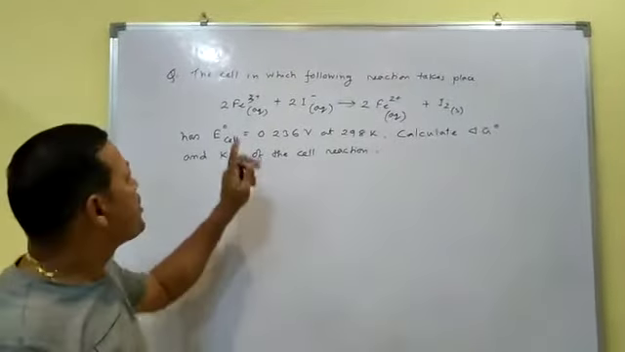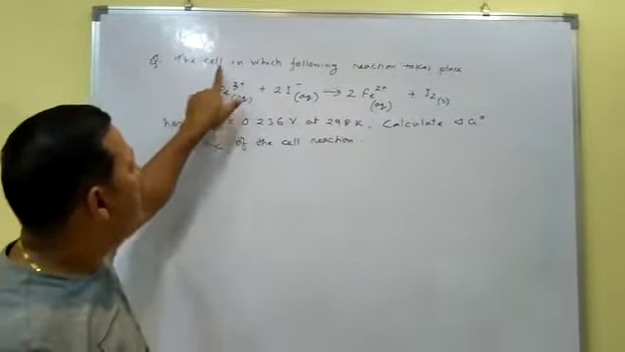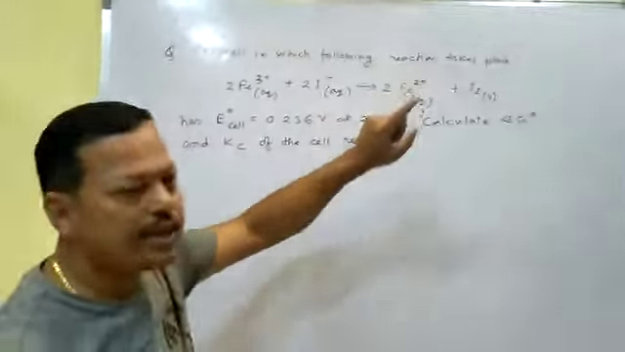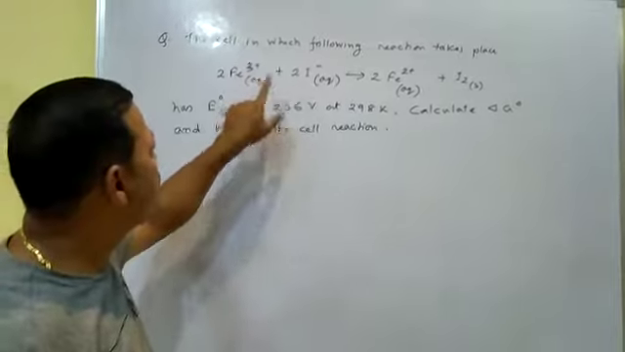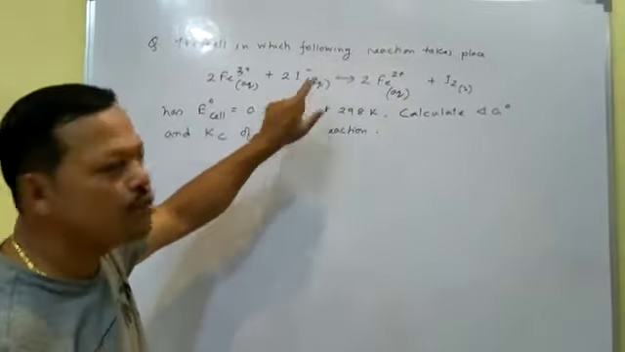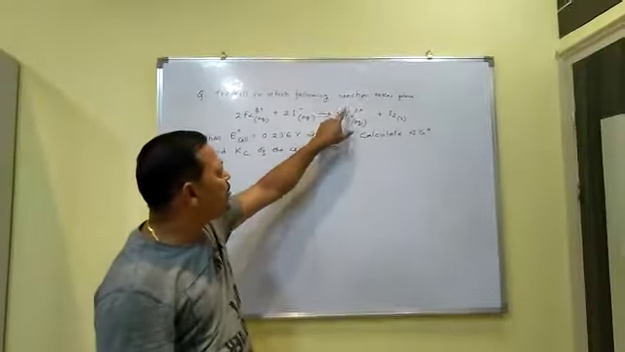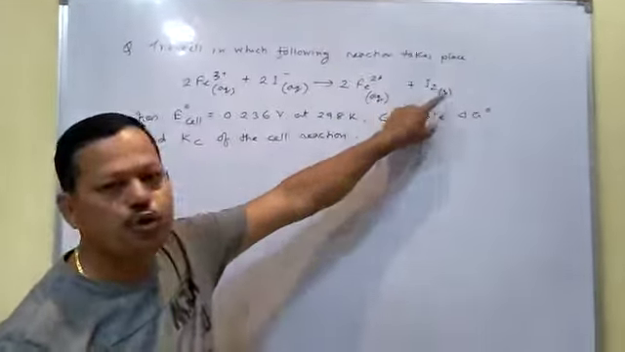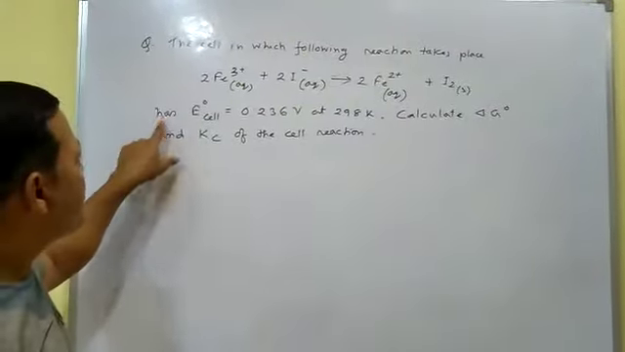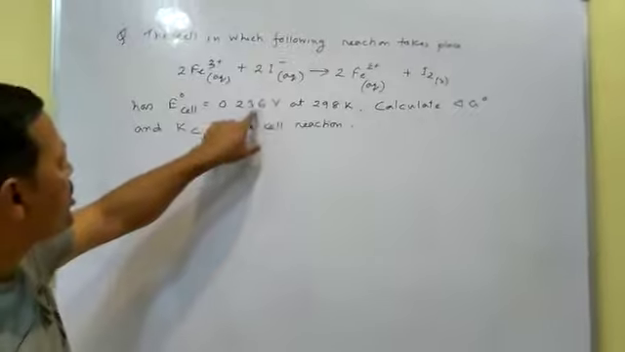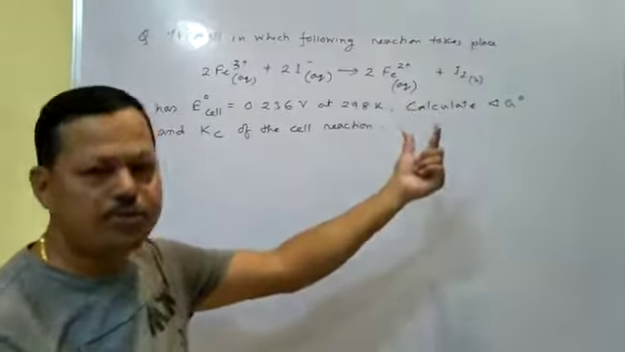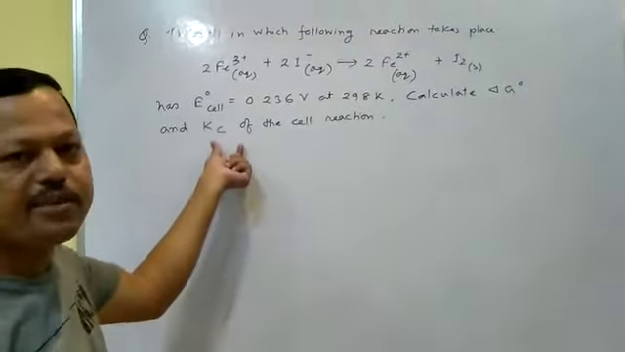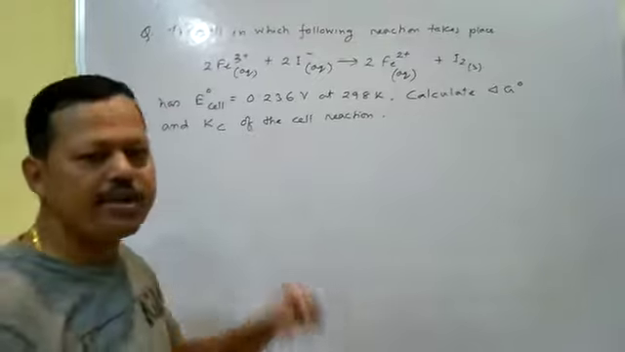This is another question. The cell in which the following reaction takes place, the cell reaction is given: 2Fe3+ (aq) + 2I- (aq) gives 2Fe2+ (aq) + I2 (solid). It has E0 cell 0.36 volt. E0 cell is given at 298 Kelvin. Calculate delta G0, I mean standard Gibbs free energy, and Kc. Kc means equilibrium constant of the cell reaction.